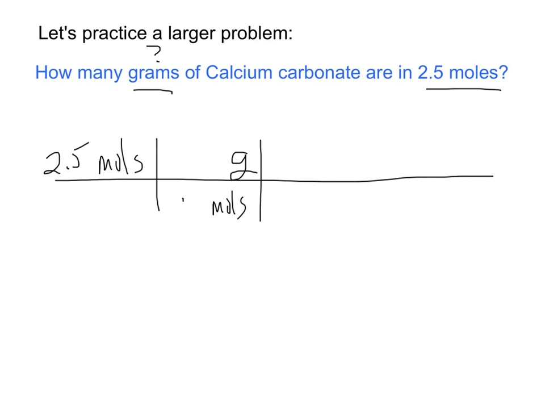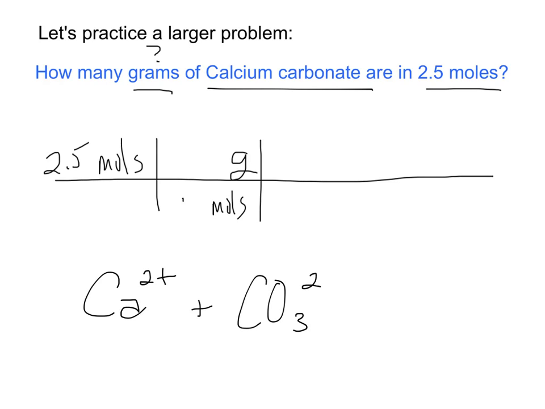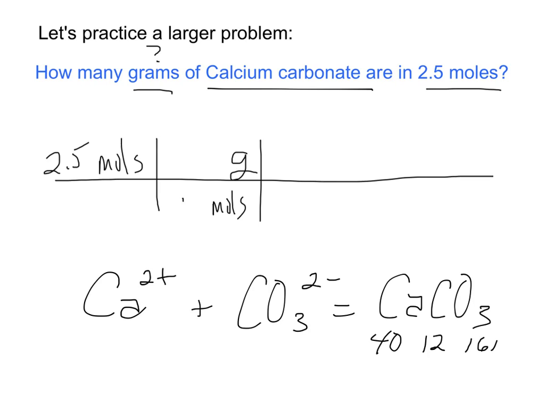All right, so I have 2.5 moles of calcium carbonate. Calcium has a 2 plus charge. Carbonate is one of my polyatomic ions, 2 minus charge, and that equals calcium carbonate. I know that calcium weighs 40 grams. I know that carbon weighs 12 grams. And I know that this is 16 times 3, my oxygen. If I add all that up, I know that there's 100 grams in 1 mole of calcium carbonate. Now, I'm at the unit that I want to be at, grams, so I'm done.